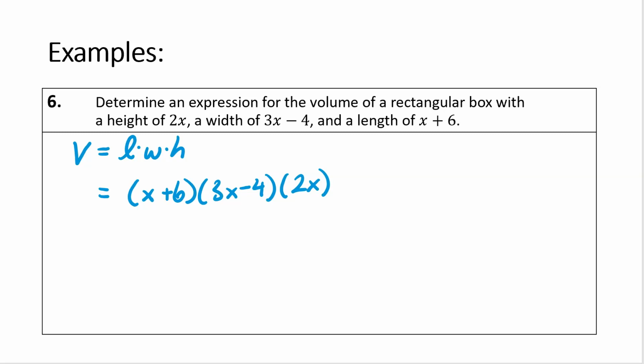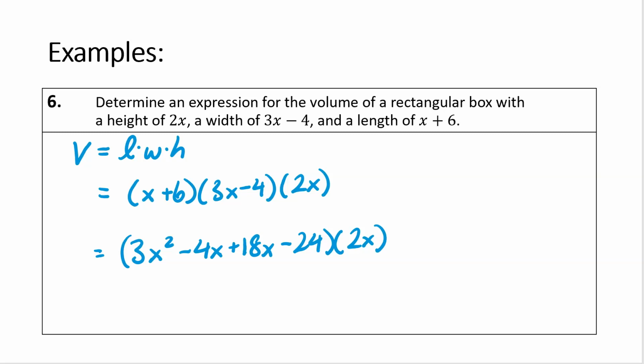And again, if you have three factors, what do you do? You multiply the first two factors, get an answer, and then multiply it by the last factor. So let's do just that. x times 3x is 3x squared. x times negative 4 is negative 4x. 6 times 3x is a positive 18x. 6 times negative 4 is a negative 24. And all of that we're going to end up multiplying by 2x.